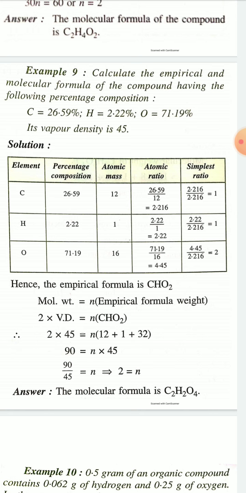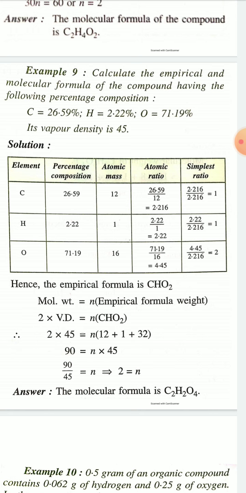Now using the percentage composition you have to find out the empirical formula. Again you have to make a table, and in this table you have to draw 5 columns: elements, percentage composition, atomic mass, atomic ratio, and simplest ratio. So first write down the symbols of the elements present in this compound: carbon, hydrogen, and oxygen, and their percentages.